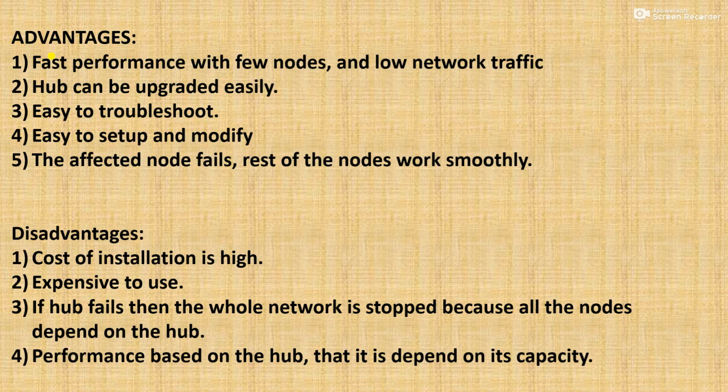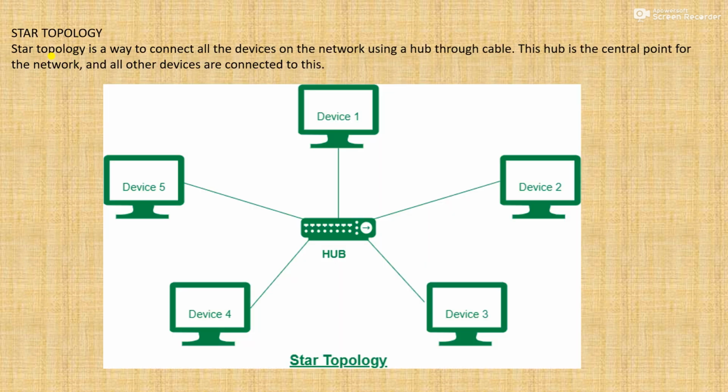Now what are the advantages? Fast performance with few nodes and low network traffic. तो कम nodes होती and network traffic is also low. Hub can be upgraded easily, आप हब को अपग्रेड भी कर सकते हो बिकॉज सिंगल हब से आपका सारा कंप्यूटर की डिवाइसेस कनेक्टेड है. Easy to troubleshoot, ठीक है, आप उसको इजीली ट्रबल शूट कर सकते हो। आपको सिर्फ हब में चेंजेस करोगे it will be reflected on all devices.